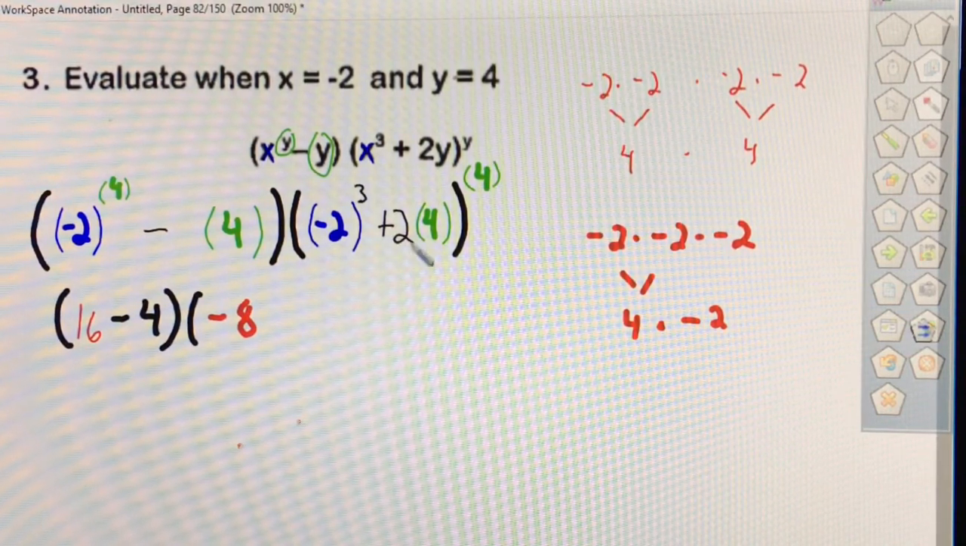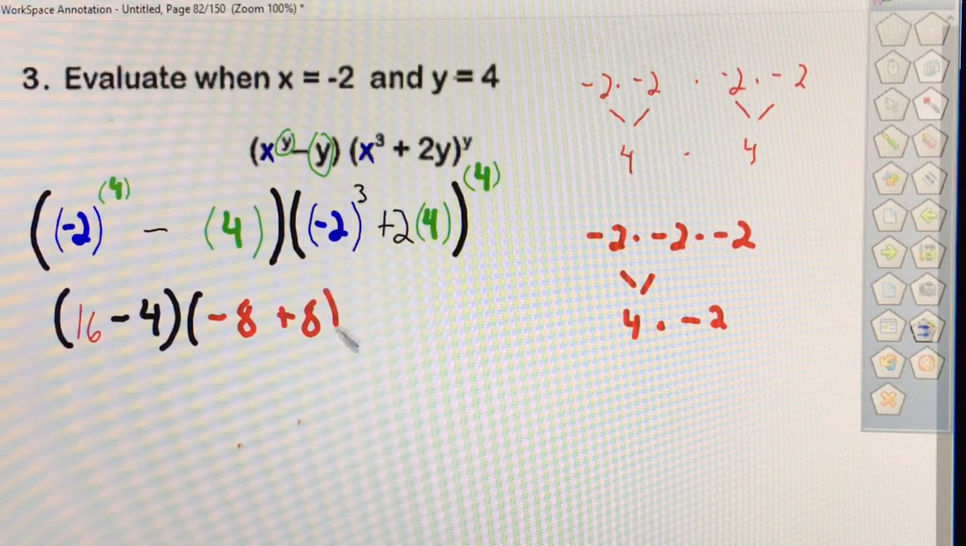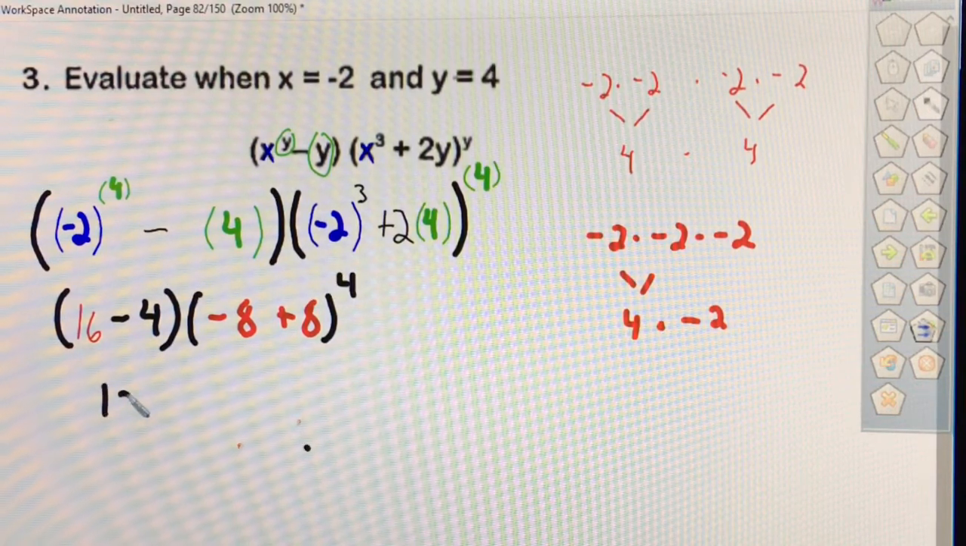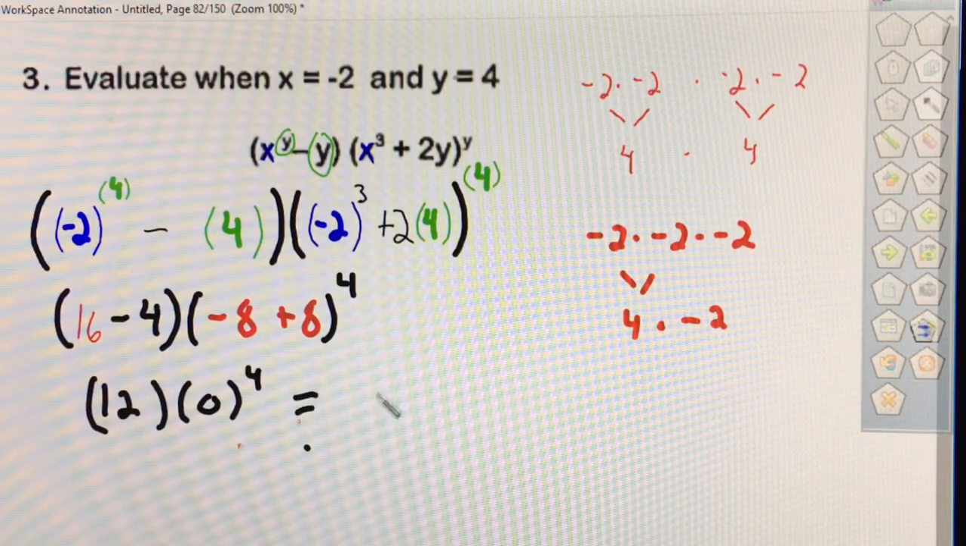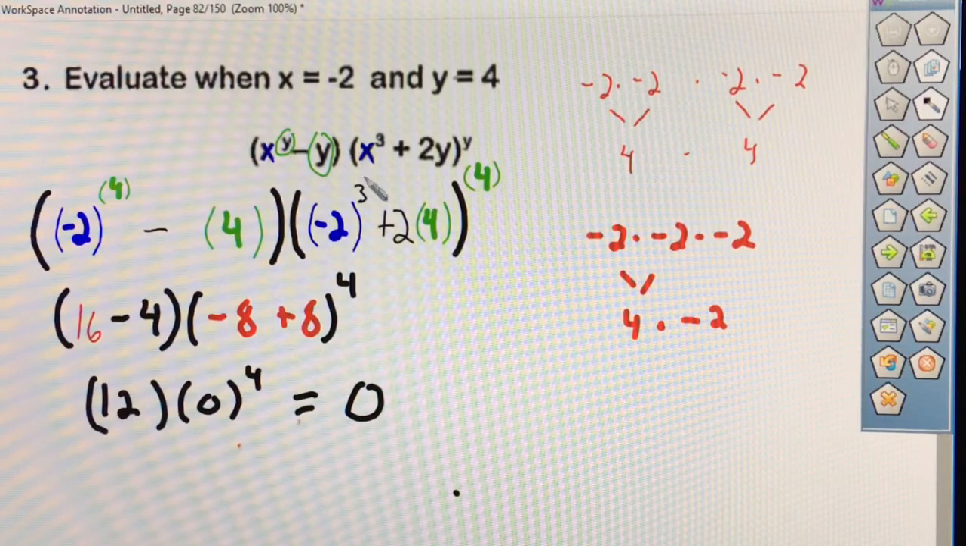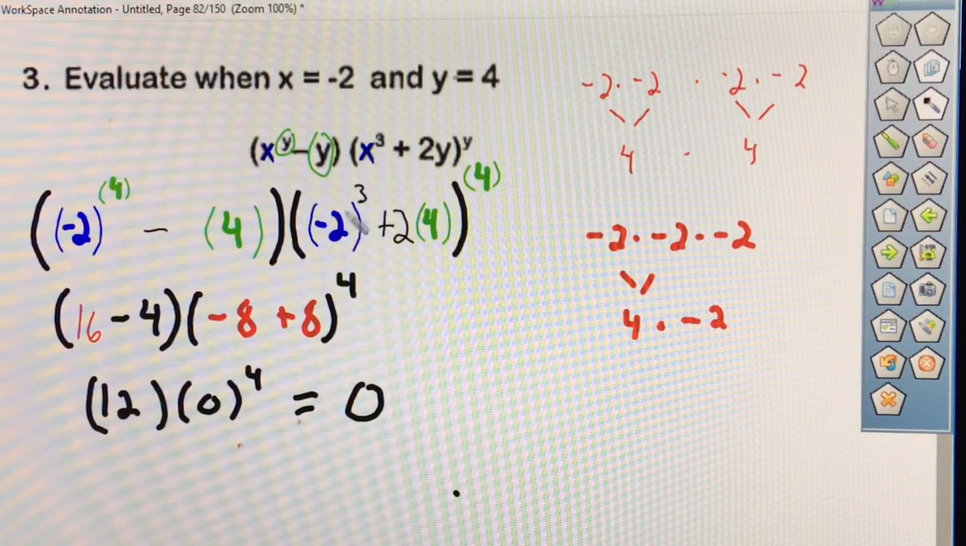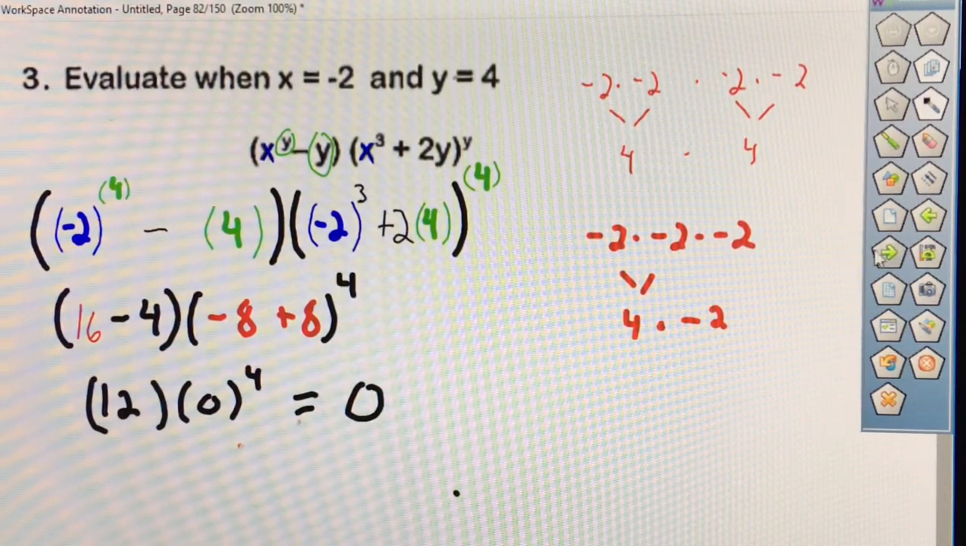That's going to give me 2 times 4 is 8 plus 8 to the fourth power. I think I'm about done. This is going to give me 12 times 0 to the fourth power. So this should end up to equal 0. Let me check. Negative 2 to the third is negative 8. 2 times 4 is 8. That's going to give me 0.